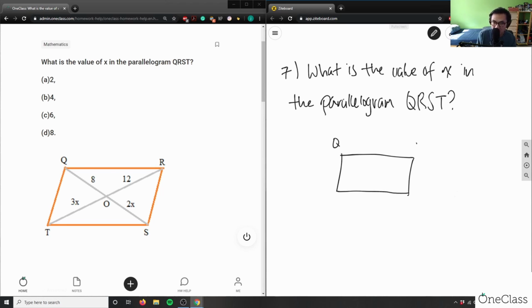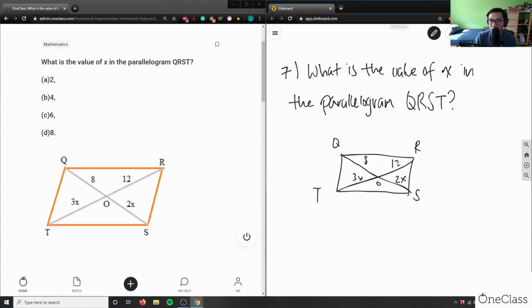This is Q, this is R, this is S, and this is T. And I have a midpoint, where the bisecting lines intersect, and this is O. And it's saying that I have all these lengths, right? This is 8, this is 12, this is 3x, this is 2x here. So what is the value of x here?